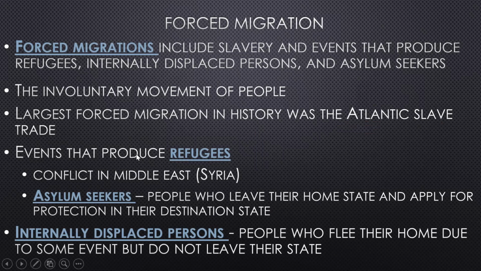Also think of events that produce refugees, which I'll get to in a moment, as another example of forced migration. Think of the current conflict in the Middle East, specifically in Syria. Asylum seekers would also be an outcome of forced migration: people who leave their home state and apply for protection in their destination state. Think of internally displaced persons: people who flee their home due to some event, but don't leave their home state.